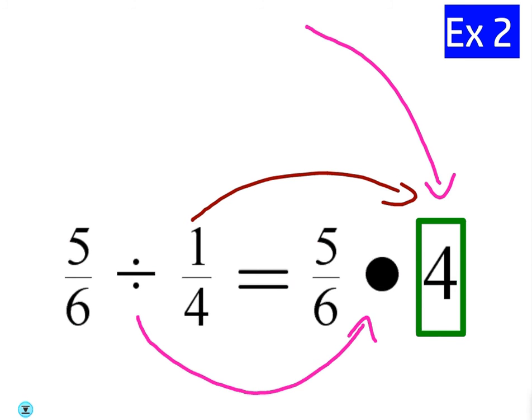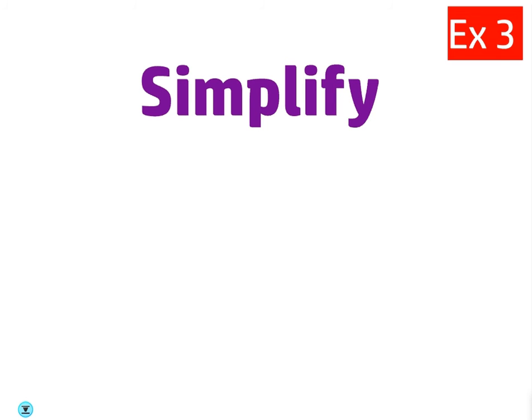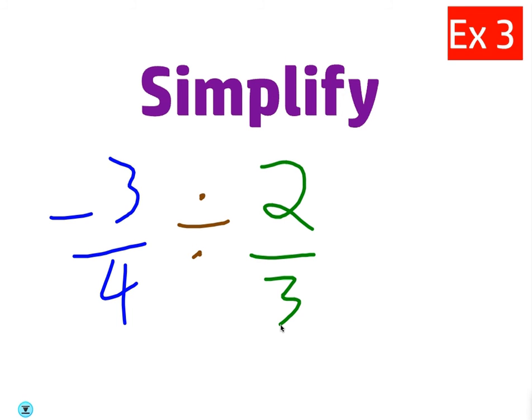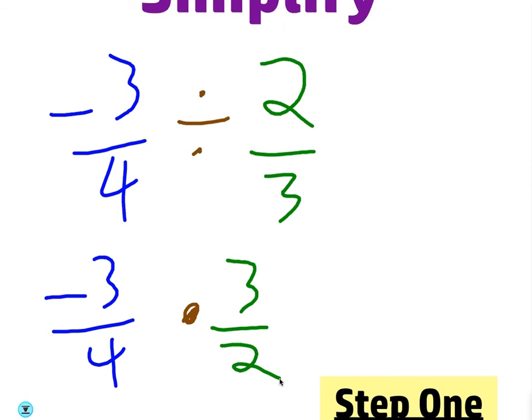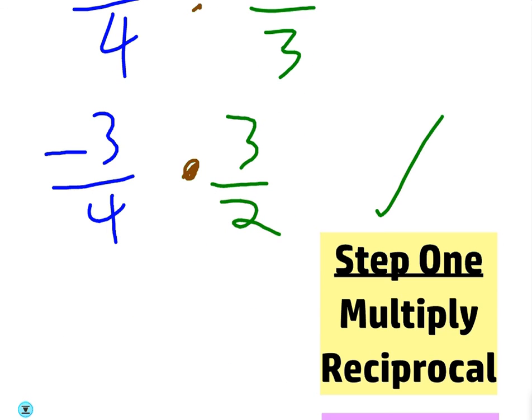Okay, let's do a few more. Definitely want to do a negative one. Let's do -3/4 divided by 2/3. First thing you're going to do, make that multiplication and then flip the 2 over 3, so it becomes 3 over 2. So that's multiplying by the reciprocal.